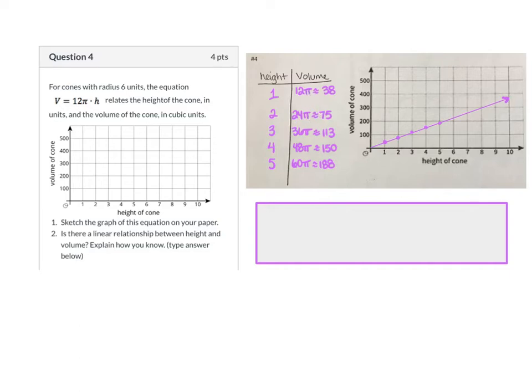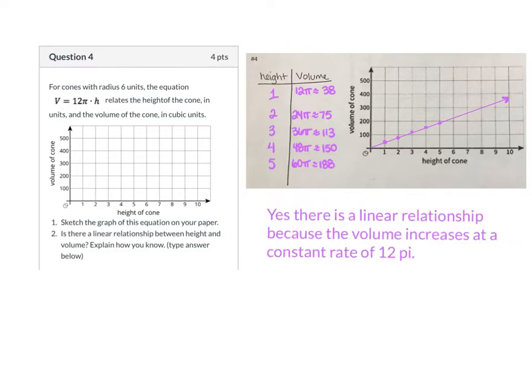It clearly goes up by 12 pi each time. This went up 12 pi, another 12 pi, another 12 pi, another 12 pi. So I said yes, there is a linear relationship because the volume increases at a constant rate of 12 pi.